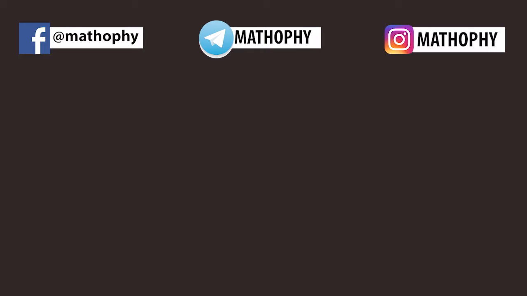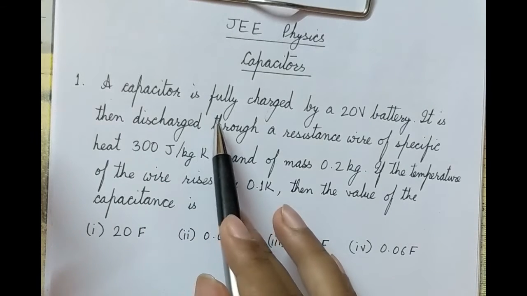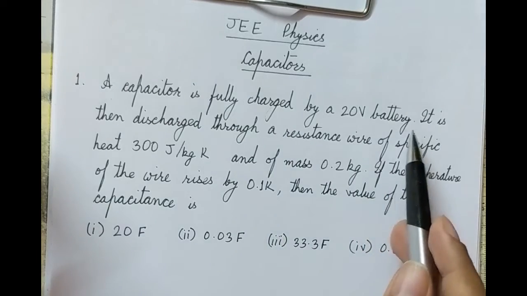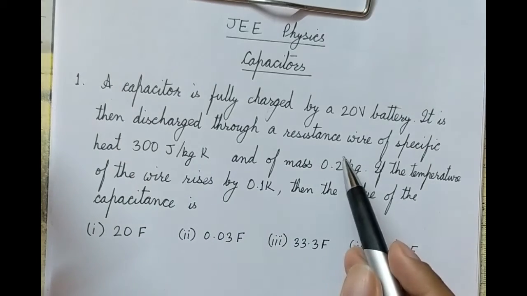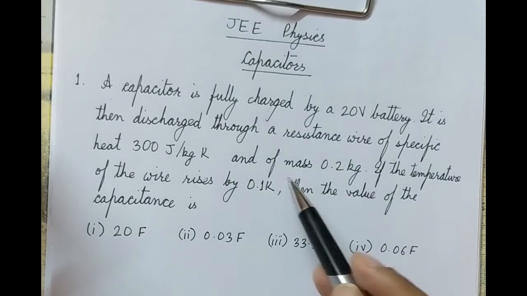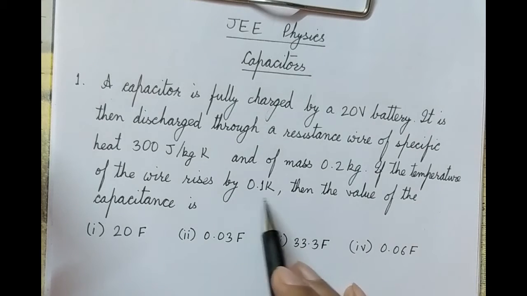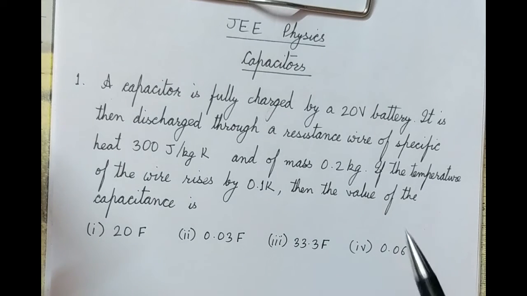Let's get started with our JEE problems. For the first question today we have this. A capacitor is fully charged by a 20-volt battery. It is then discharged through a resistance wire of specific heat 300 Joule per kg per Kelvin and of mass 0.2 kg. If the temperature of the wire rises by 0.1 Kelvin, then the value of the capacitance is.